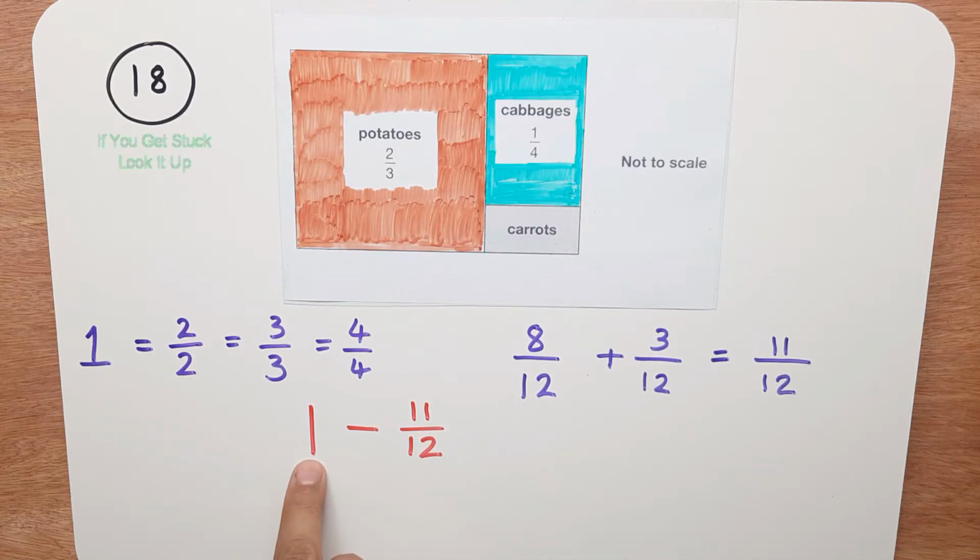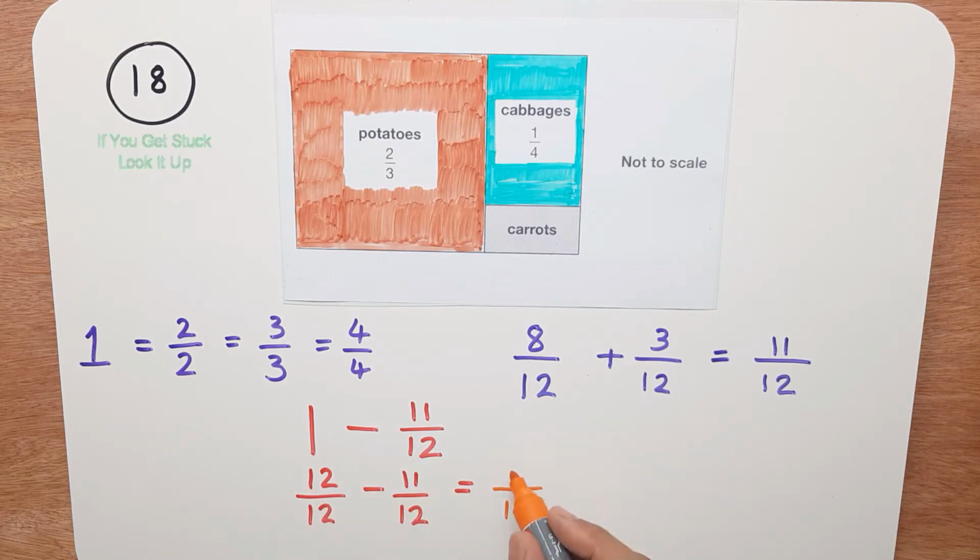And what did we say 1 is the same as or equivalent to? I want to turn it into twelfths. So I can do 12 twelfths take away 11 twelfths. Now this is easy because the denominators are the same. So I do fraction line and I put the 12 at the bottom. And I simply do 12 take away 11. And that's 1. So I know that the carrots are planted in 1/12 of the garden.